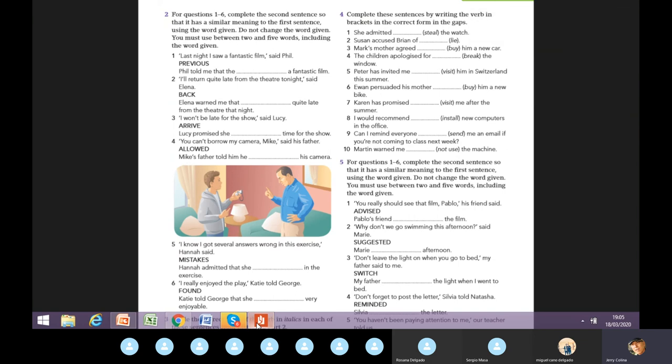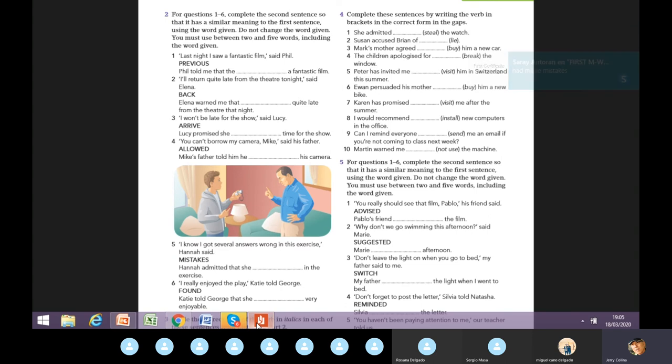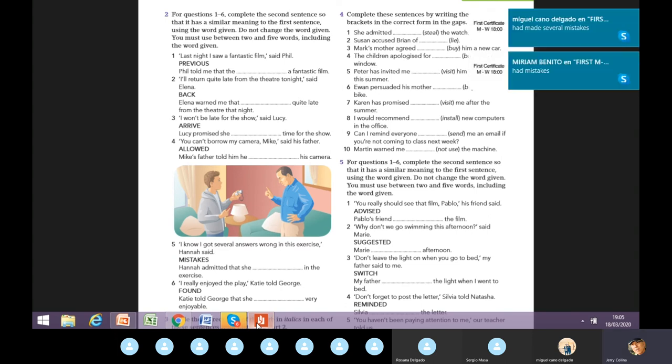Number five. I know I got several answers wrong in this exercise, Hannah said, and you have to use mistakes. Hannah admitted that she had made mistakes. Any other answer? Had mistakes. Get several mistakes. Everybody had mistakes, had a lot of mistakes.